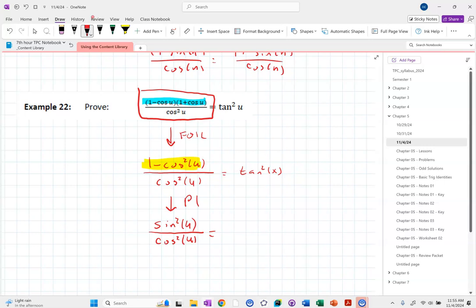This is great because now I've gotten rid of all the addition and subtraction going on, right? So first step, I got rid of the multiplication. Next, I got rid of the addition and subtraction. The last thing I have to do is get rid of the division.